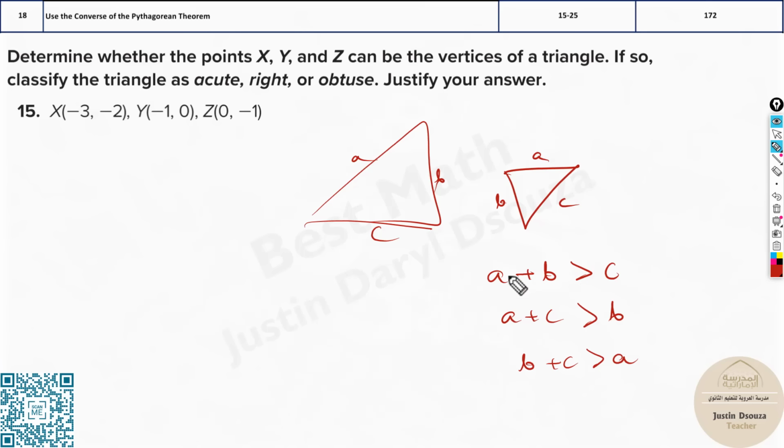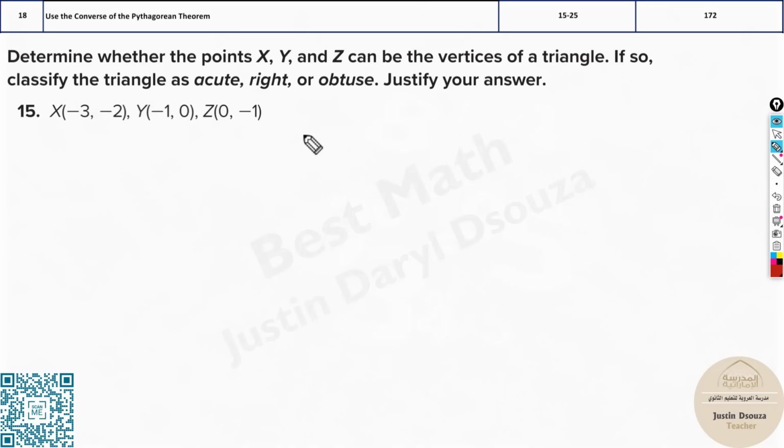Now if you find the side lengths over here, A, B, all these side lengths, then we can easily determine whether it can be a triangle or no. How can you find the side lengths? We know the vertices of the triangle X, Y and Z are known. So let me just draw a rough figure now, and then I will directly tell you how we can solve it. So minus 3 and minus 2 is somewhere over here. Minus 1 and 0 is somewhere over here. And lastly, we have 0 and minus 1 over here.